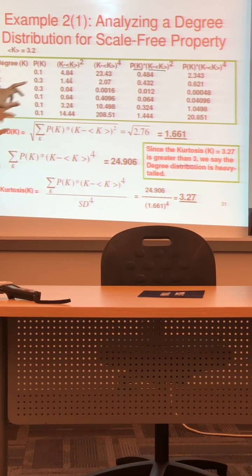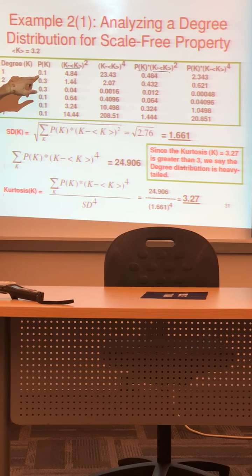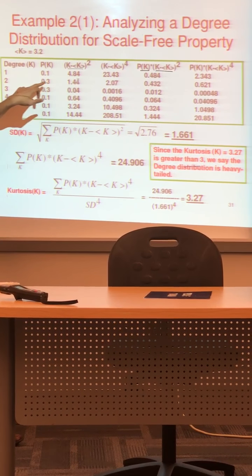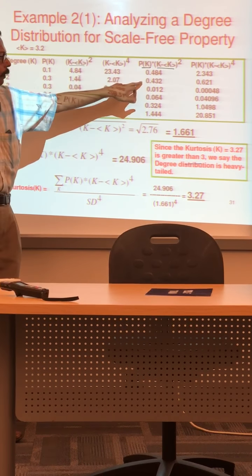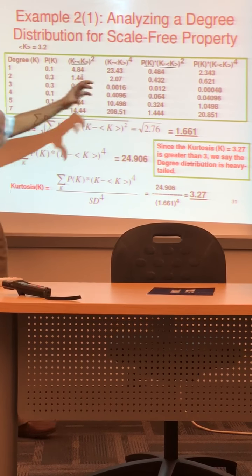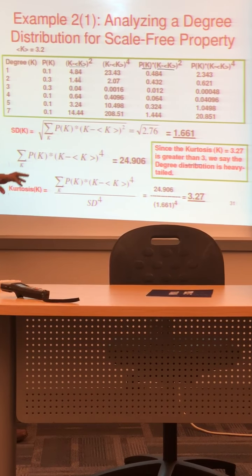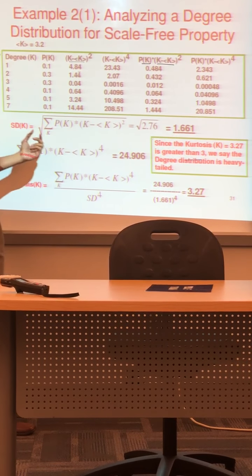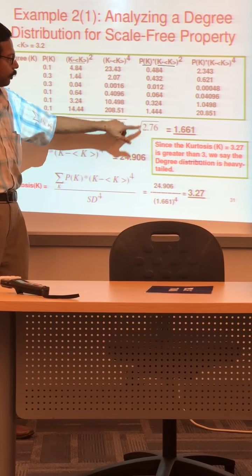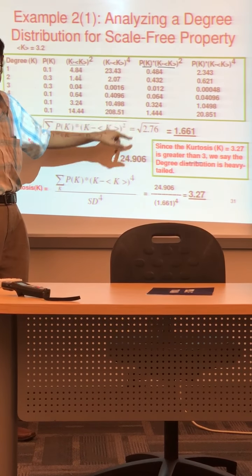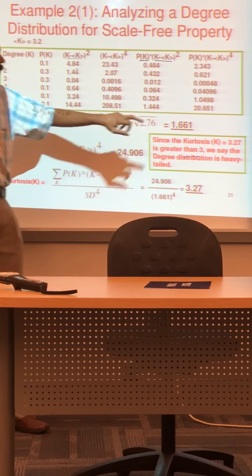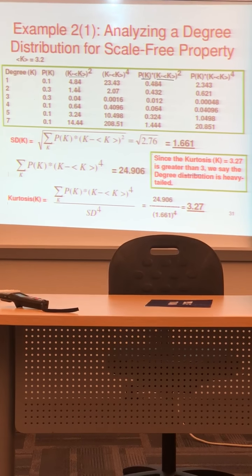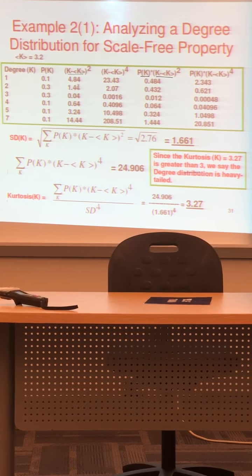So then 4.84 times 0.1 is 0.484. 1.44 times 0.3 is 0.432. Once you get these, you can add them up. If you add up all these values, you get 2.76. Then take the square root of that. It's 1.661. So that's the standard deviation.